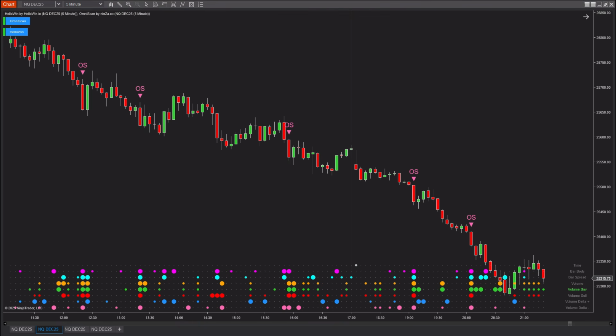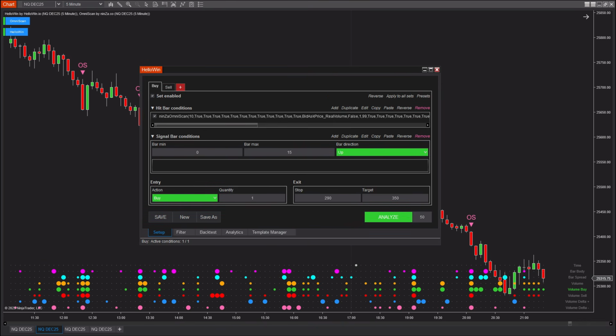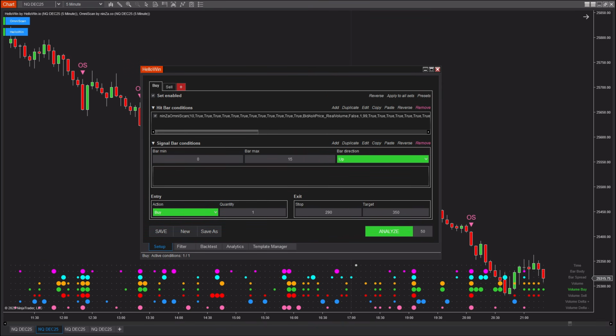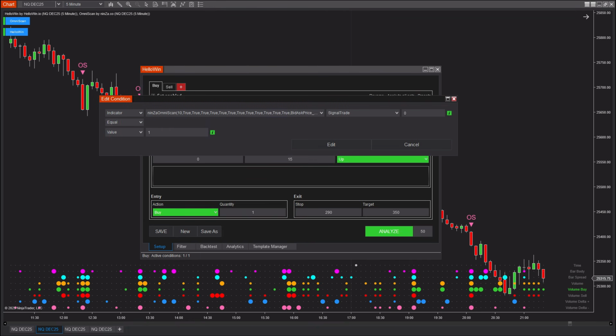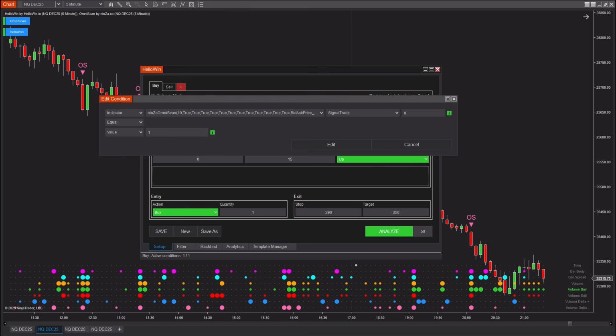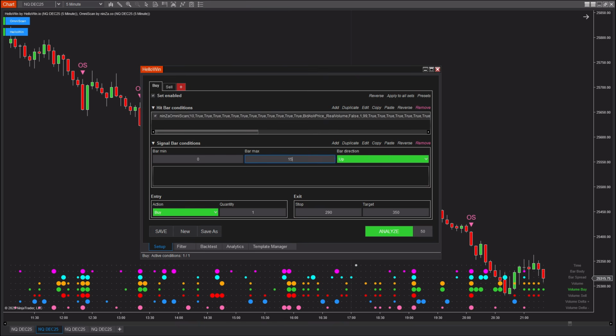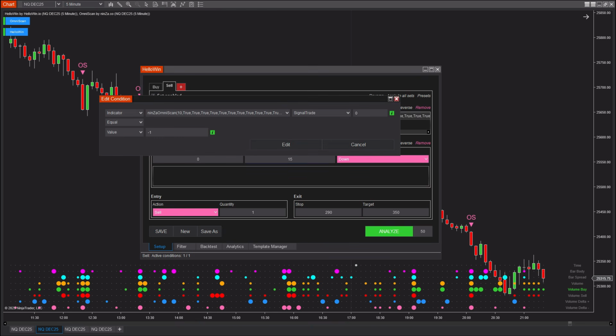And here are the backtesting conditions we applied for the buy setup. And here are the backtesting conditions we applied for the sell setup.